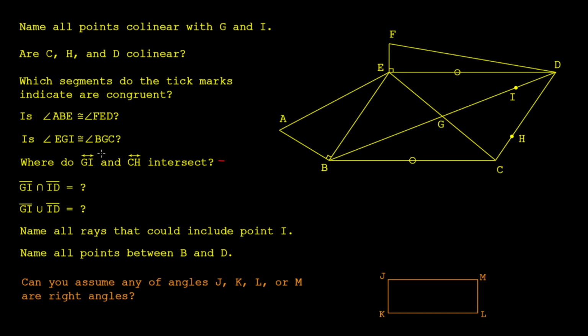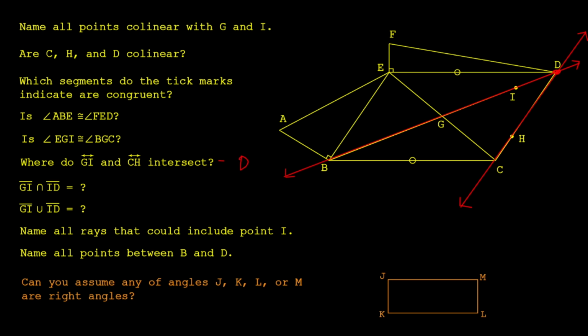Next, where do line GI and line CH intersect? It's important that this is a line and this is a line, as you'll see in a minute. So line GI goes through those 2 points, goes on forever and ever. And line CH goes between those 2 points, goes on forever and ever. And the intersection is here at point D.